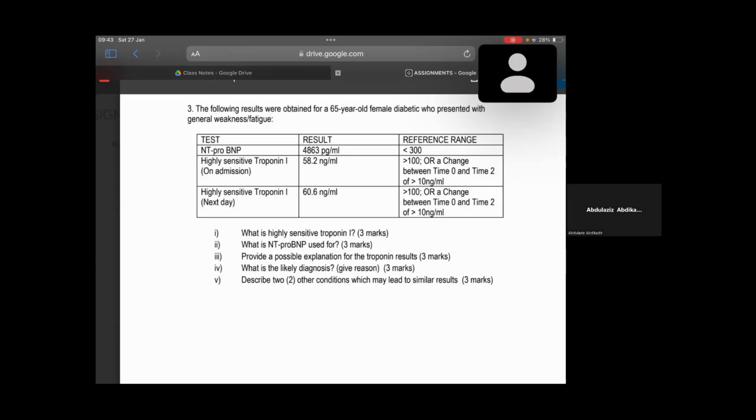What is anti-BNP used for? I was just answering that. What is it used for? Yeah, it's an indicator for heart failure. Good. So what are the possible explanations for the troponin results? I've explained it in a way, so if you got the gist of it, you can easily explain here. What is the explanation for the troponin?